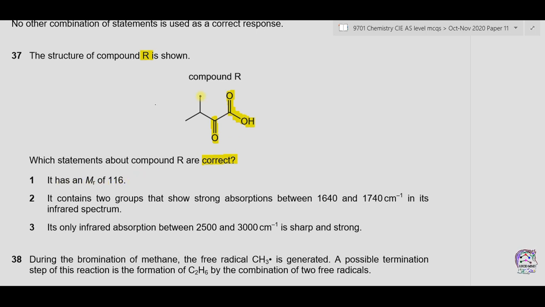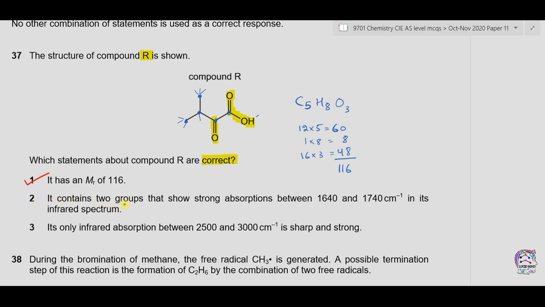Let's find the number of carbon atoms and hydrogen atoms. We have 1, 2, 3, 4, 5 carbons. 1, 2, 3, 4, 5, 6, 7, 8 hydrogen atoms. And there are 3 oxygen atoms present, so we can write O3. So for carbon it will be 12 into 5 equals to 60. For hydrogen it will be 1 into 8 equals 8. For oxygen it will be 16 into 3 equals 48. Adding these 3 we can get 116. So option 1 is correct.